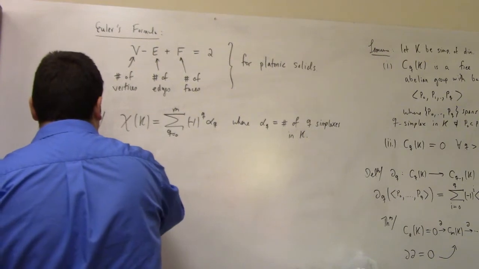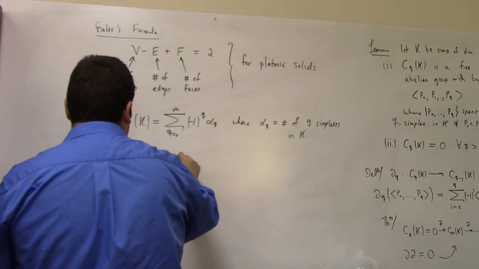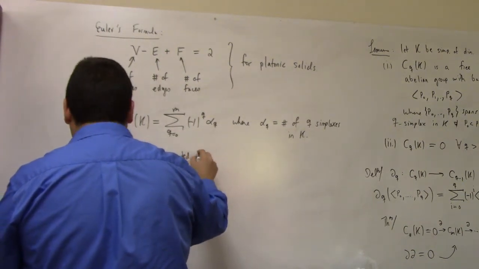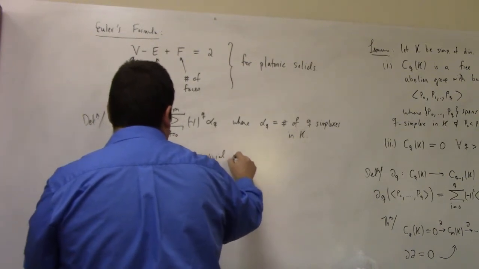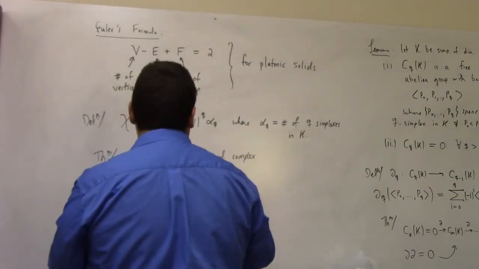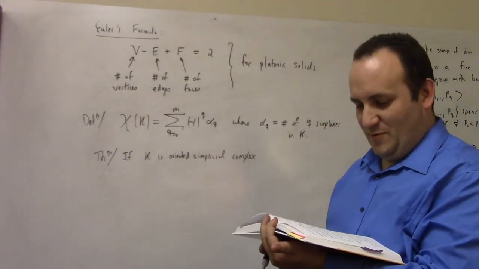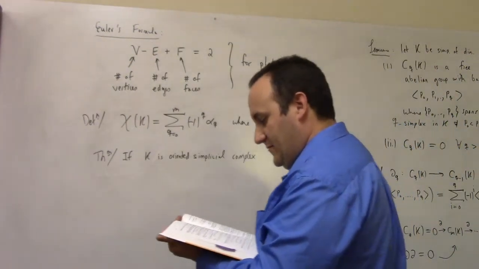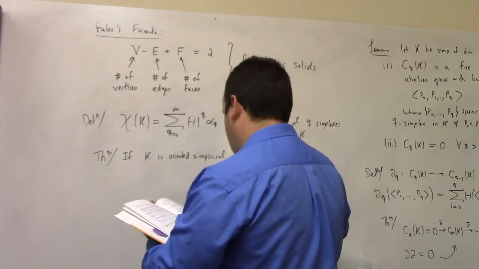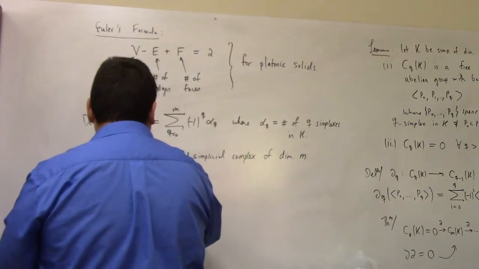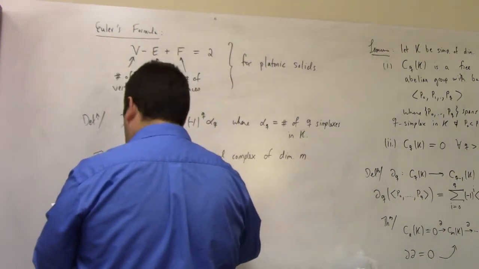If K is oriented... Should have come up with an abbreviation for that, like 20 minutes ago. Simplicial complex. Actually, what I should have said is K is going to be an oriented simplicial complex. Poor planning on my part, right? Of dimension M. Then the Euler Poincaré characteristic of K is also calculable.